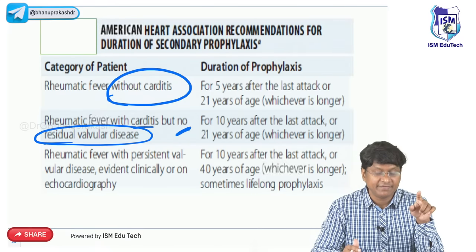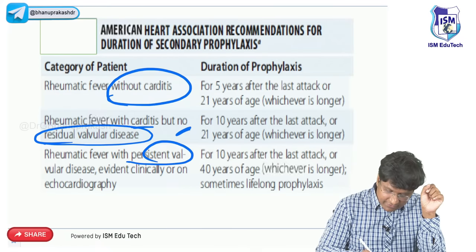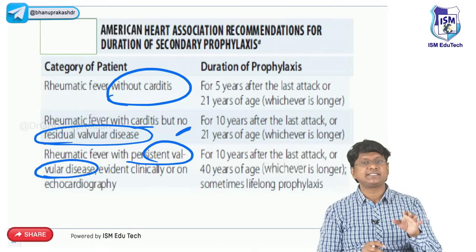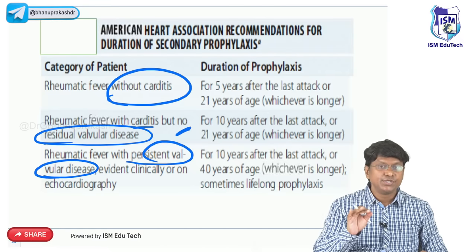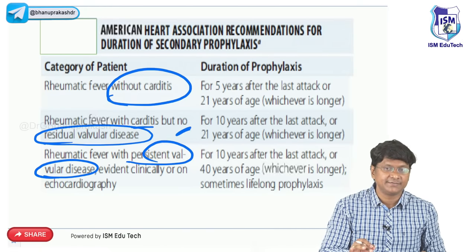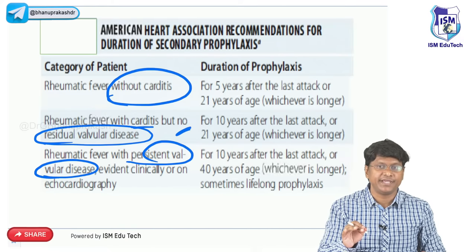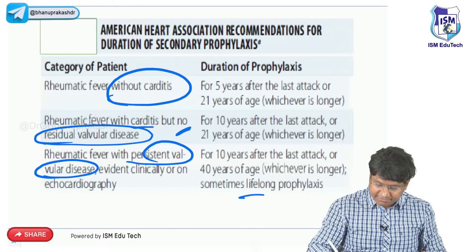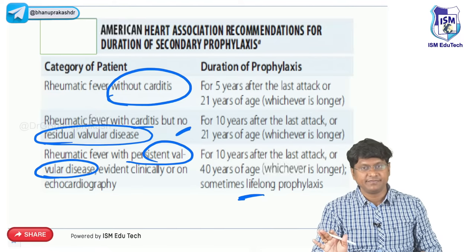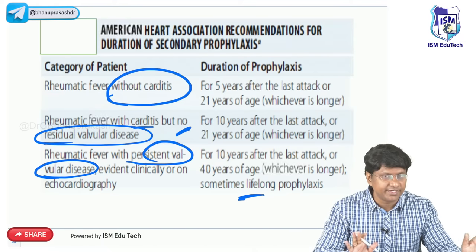But if the patient is having persistent valvular disease, in such a case, you need to give this benzathine penicillin for 10 years after the last attack, or until 40 years of age, whichever is longer, and sometimes lifelong prophylaxis is given. So this is about the story related to rheumatic fever.